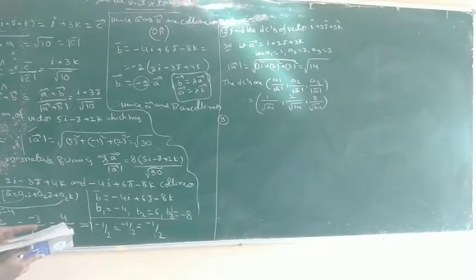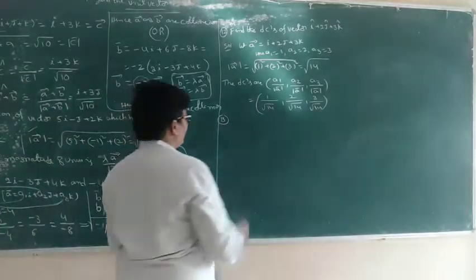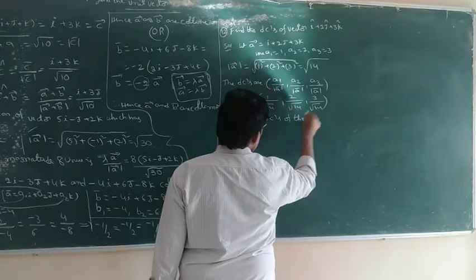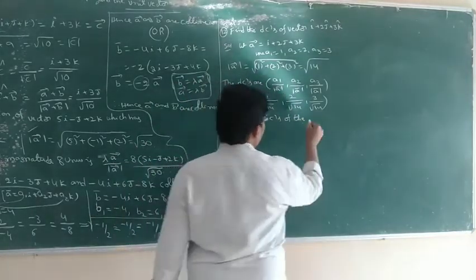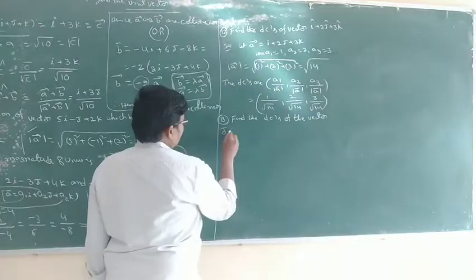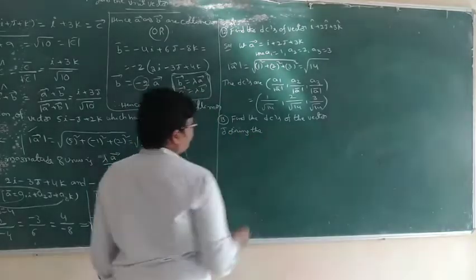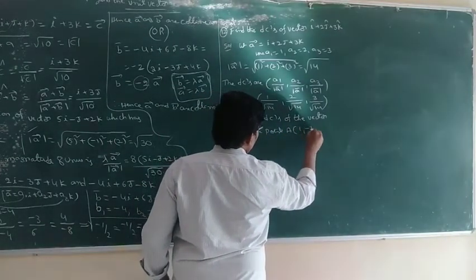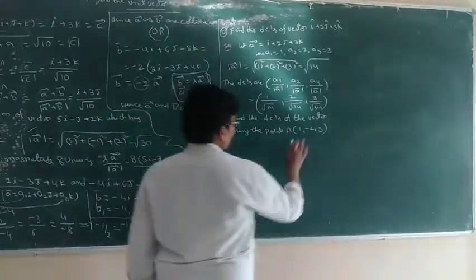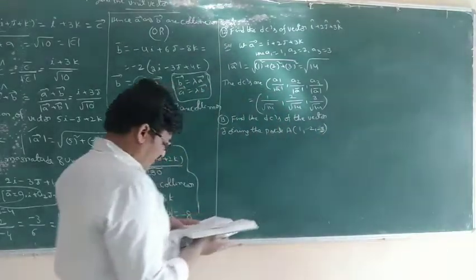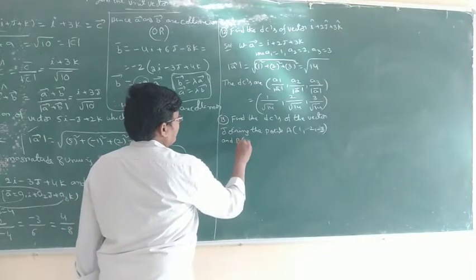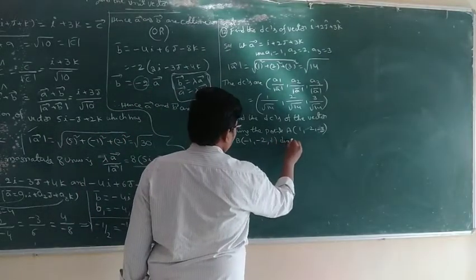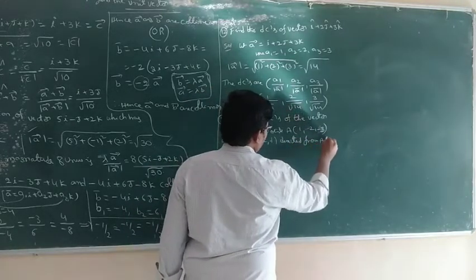Next, find the direction cosines of the vector joining the points A(1, 2, minus 3) and B(minus 1, minus 2, 1), directed from A to B.